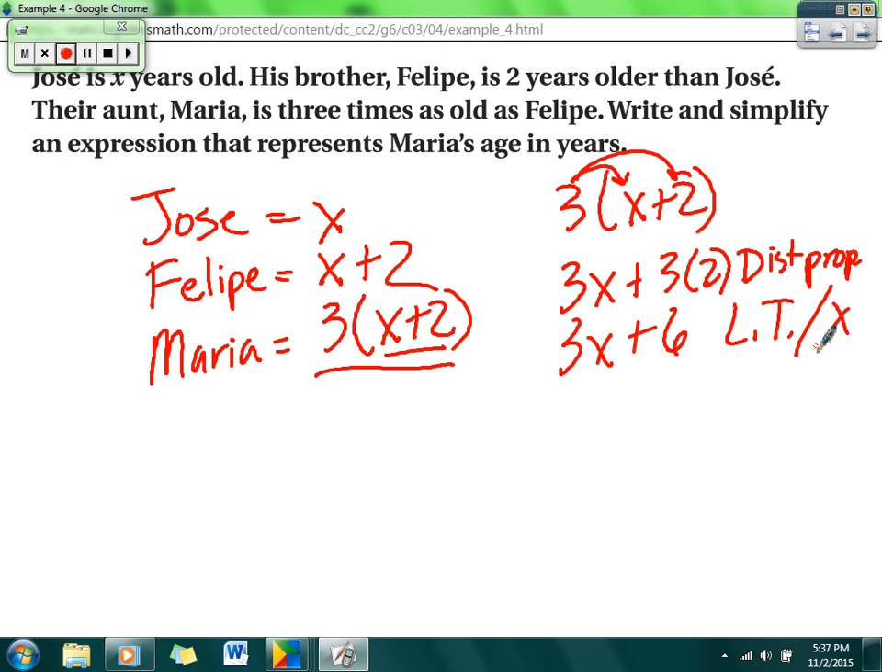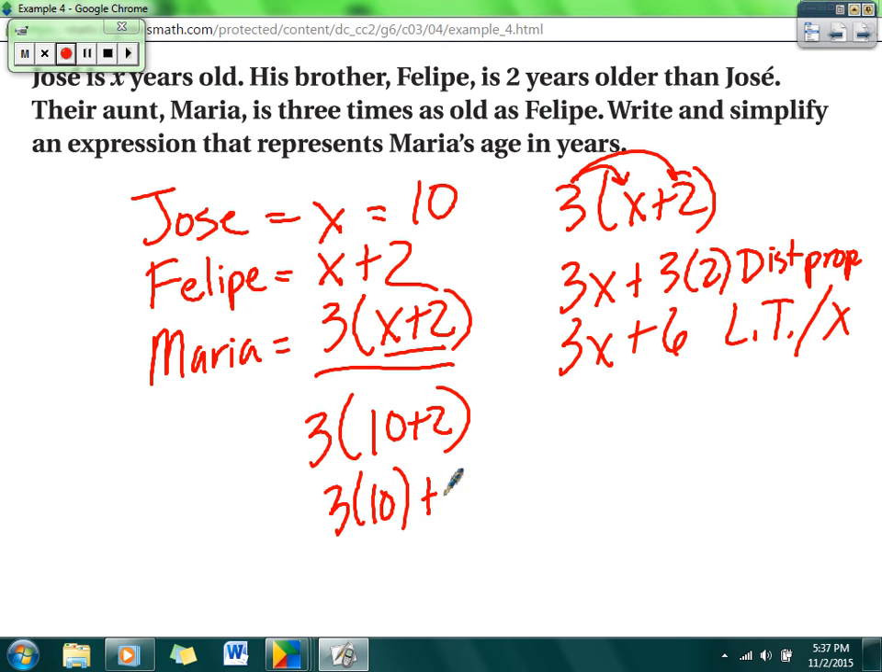All right. Now I want you to think about what if Jose was 10 years old. We want to know how old Maria is. So all we have to do is plug in 3 times 10 plus 2. I'm going to use the distributive property. 3 times 10 plus 3 times 2. So it's going to be 30 plus 6. Maria is 36 years old. Okay? I'd like you to pause now, do the on your own question after this.